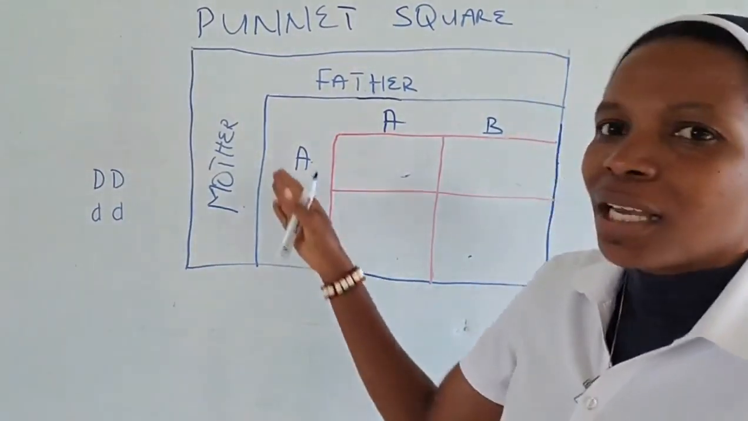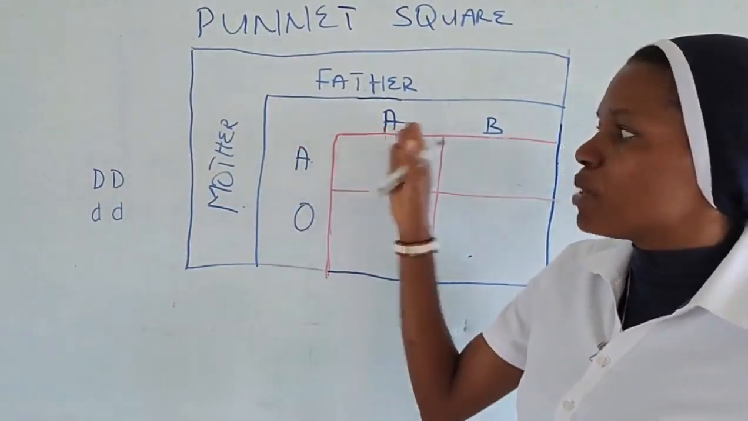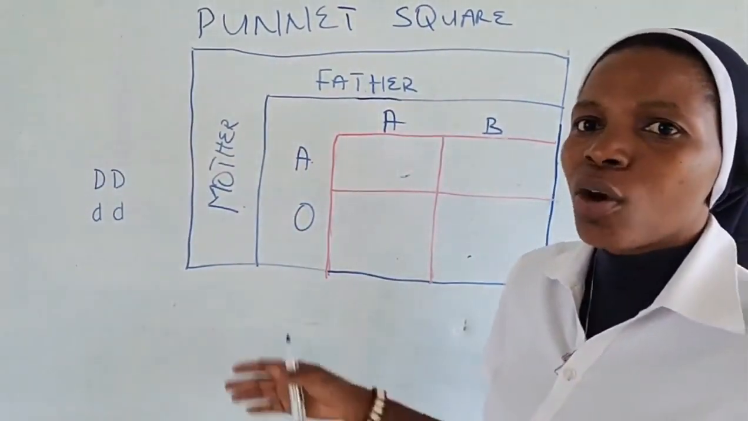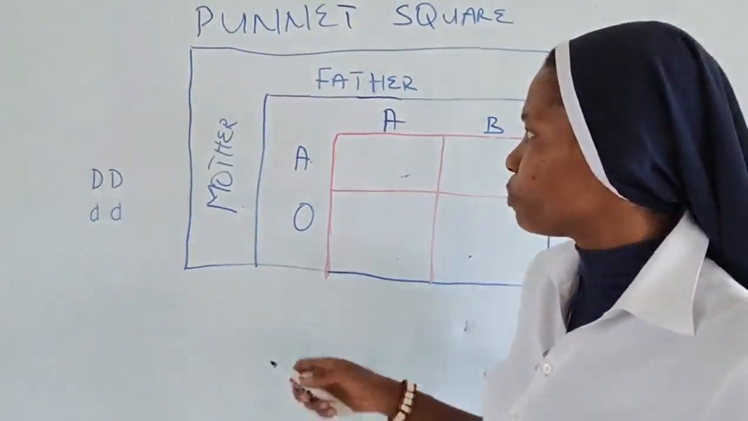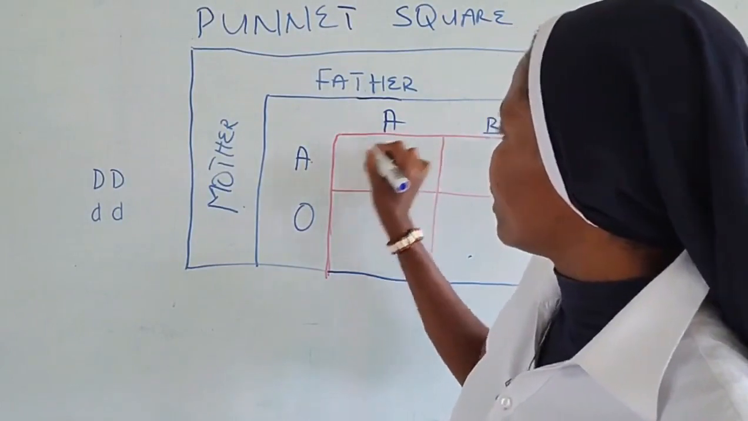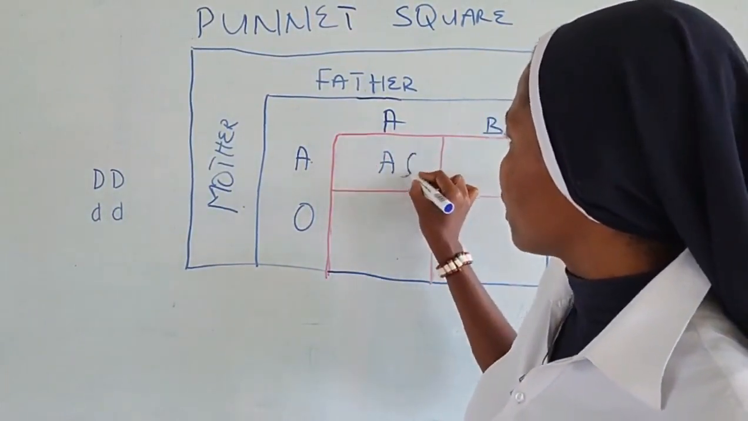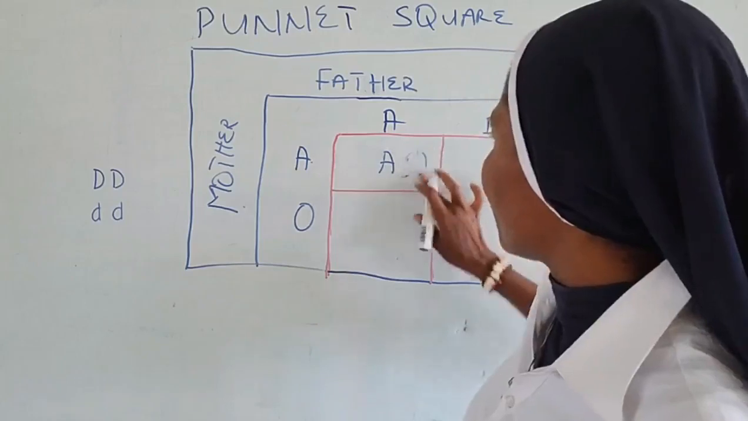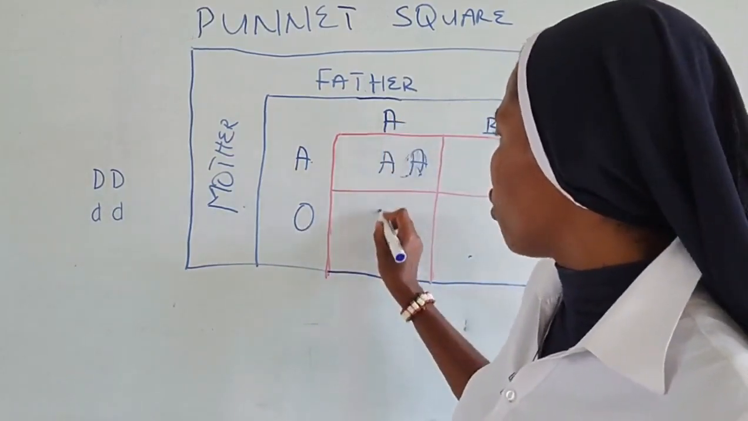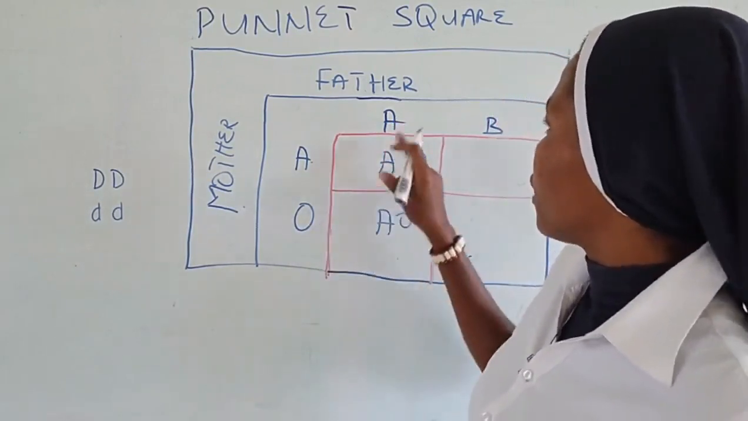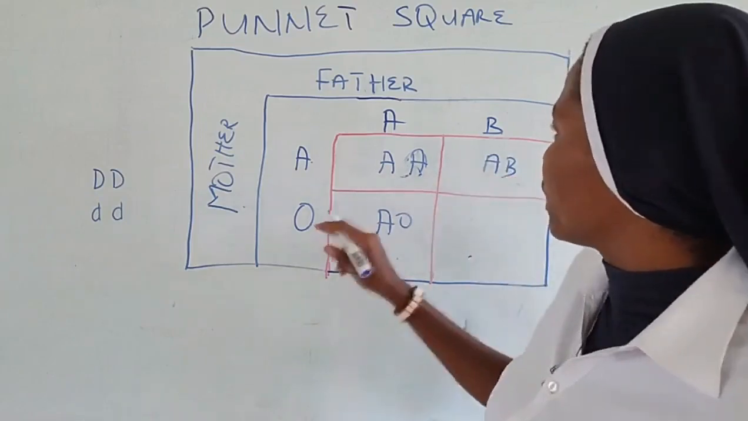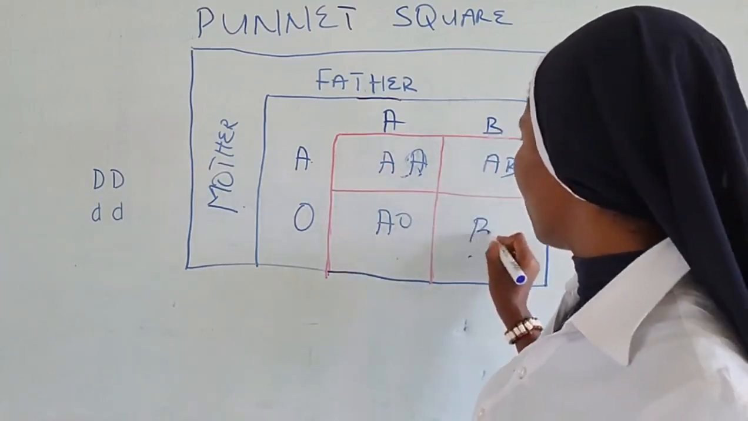Now let us look at this combination of a father who has the AB blood type and the mother who has only the A blood type. What are the possibilities of the children or the child they are going to give birth to? They have the possibility of giving birth to a child who has the A type. If this A and this A combined, we still have it as AA. Or if this A and this O combine, it is AO. If this A and this B combine, it is AB. And if it's this B and this O combined, it is BO.